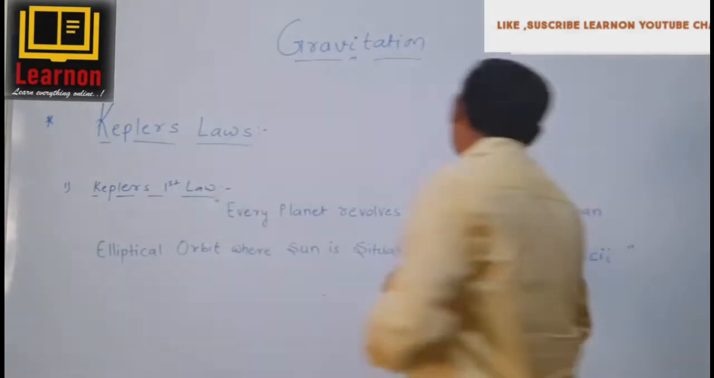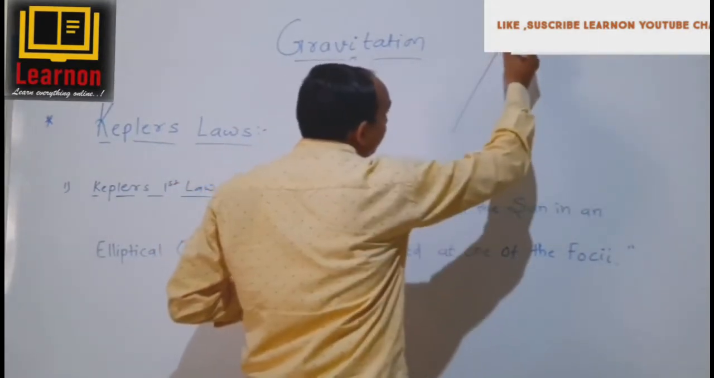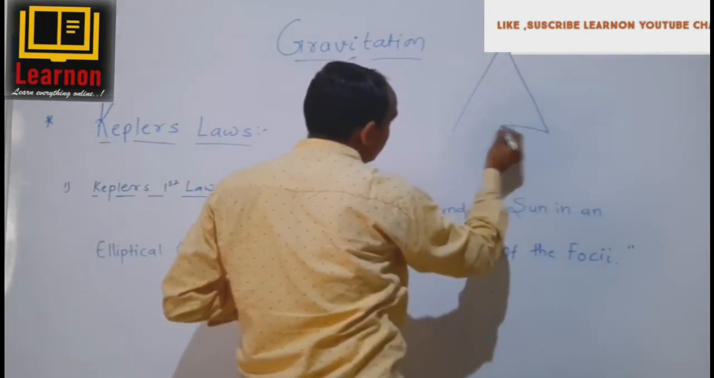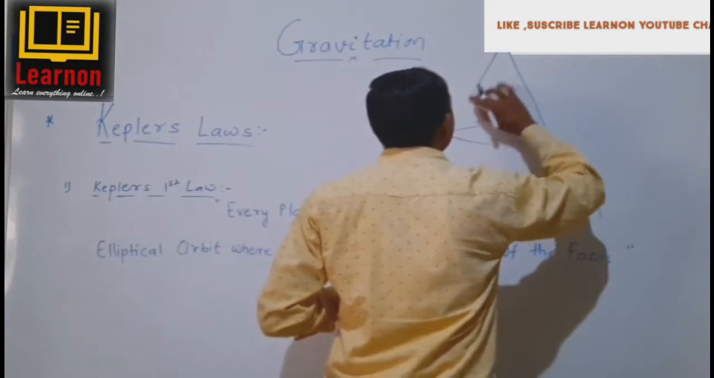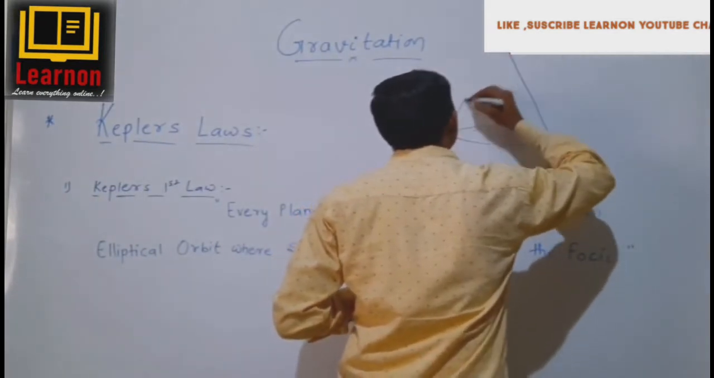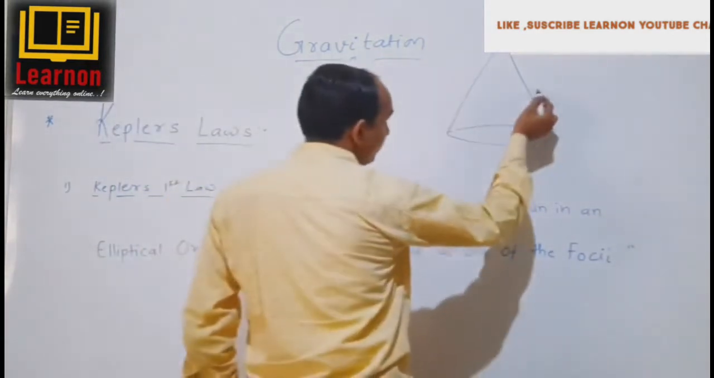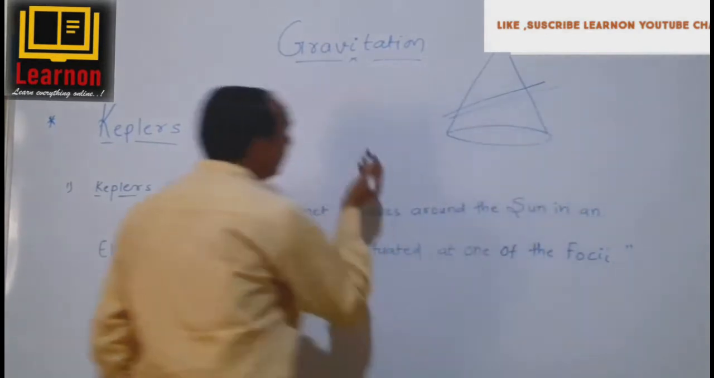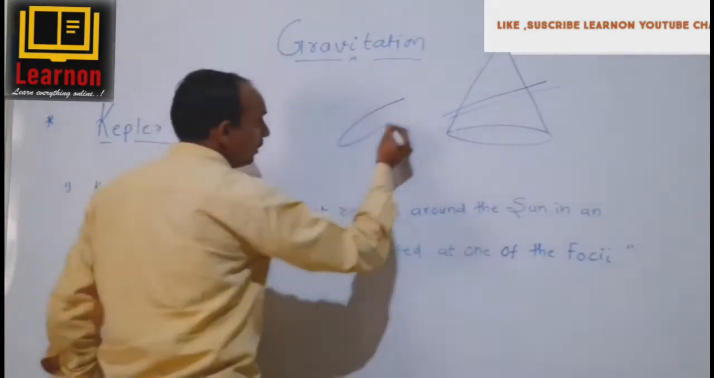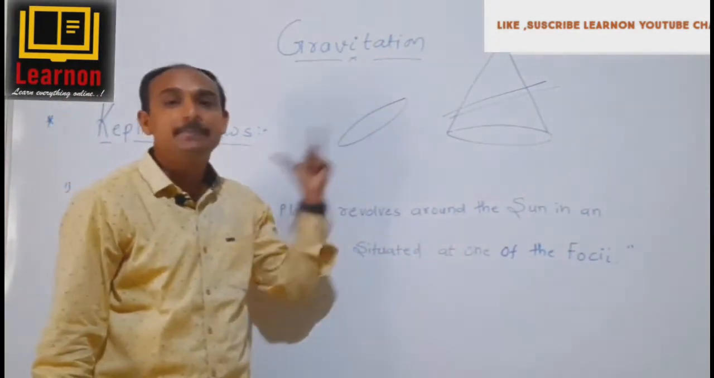In order to have the ellipse, I am drawing here a cone, an ice cream cone, we can say. So this is your ice cream cone, or any cone. Now if I cut the portion from here in this way, what I get is a part in this way. This particular part is called an ellipse.